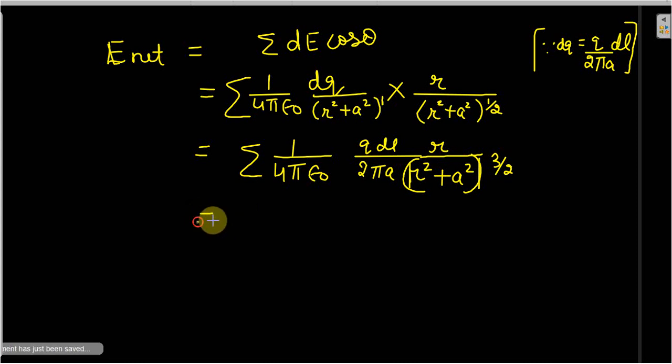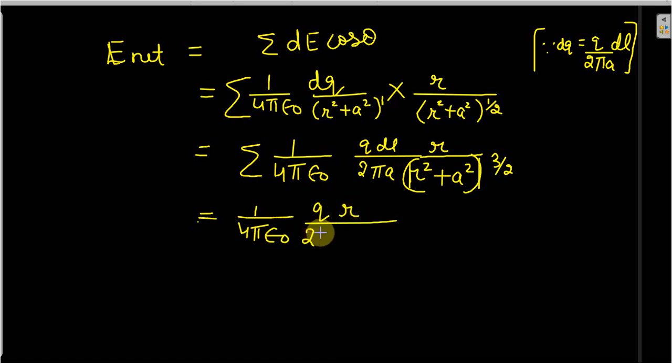So now we will take out the constant terms from the summation. We know 1 by 4 pi epsilon naught is a constant. We can take it outside. Q charge is constant. Distance r is also constant. 2 pi a, the length of ring, is constant. So all these quantities are constant, and we will write all of them outside the summation.